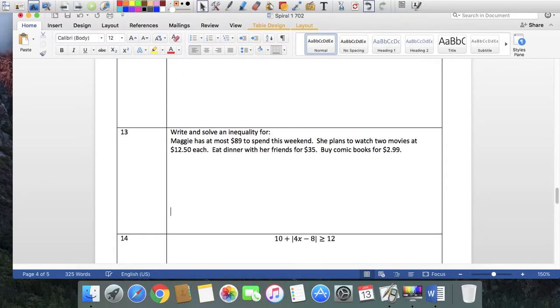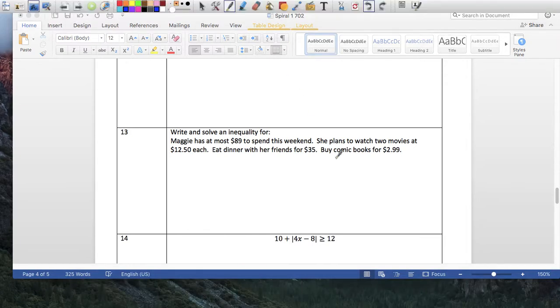Inequality. Maggie has at most $89, which means it's not going to pass 89, but it can touch 89. She plans to watch 2 movies at $12.50, eat dinner with her friends for $35, and buy comic books for $2.99. How many comic books can she buy? I know how many movies and the cost per movie, so she's going to spend $25 for the movies, plus $35 for the dinner, and then plus $2.99 per comic book.